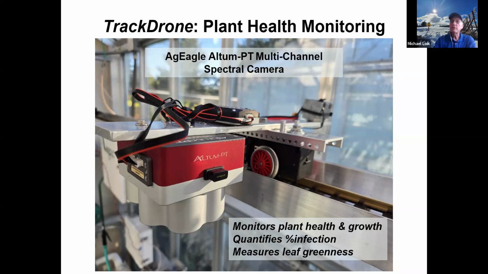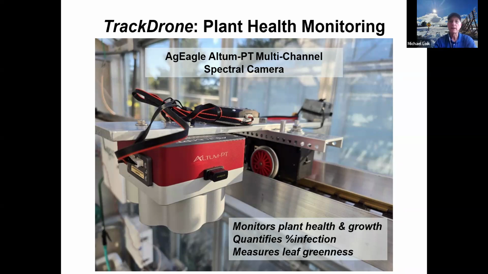This is a 5-channel camera that is looking at the leaves growing on the benches below. This is about 2 meters above the plants, and with the lenses, it's able to look at red, green, and blue, as well as infrared and what's called the red edge, which adjusts somewhat when plants are stressed.